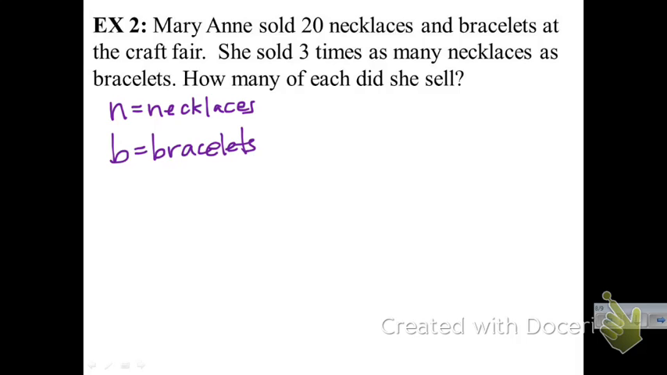From here, you're going to set up your equations. It said she sold 20 of them. So I would say N plus B equals 20. Okay, then it says she sold 3 times as many necklaces as bracelets. So bracelets times 3 would give us the number of necklaces she sold.